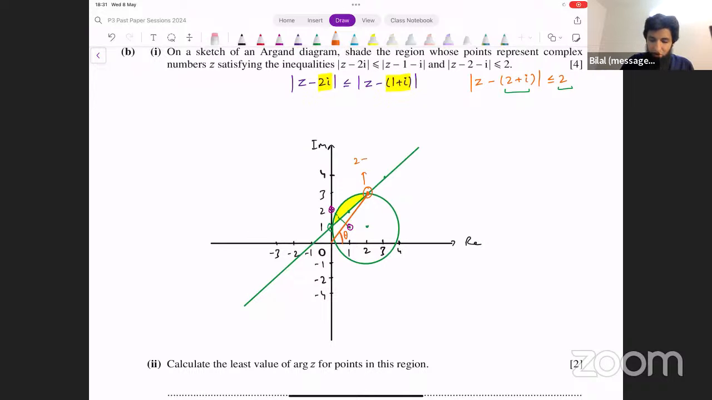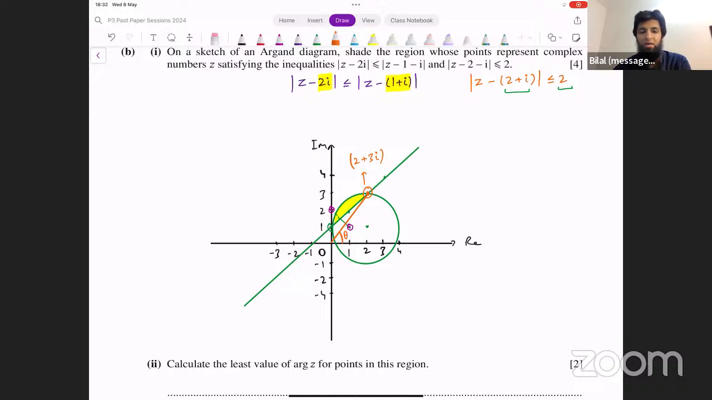This point is 2 plus 3i. It's not a guess from the sketch. It's an inference from the gradient of the line and the maximum point of the circle. You would only be able to figure this out if you have drawn your diagram reasonably well. Otherwise, you would not be able to figure this out. Okay? And then you'd spend time calculating the point of intersection of the line and the circle.